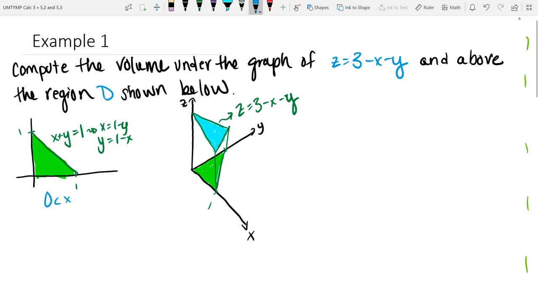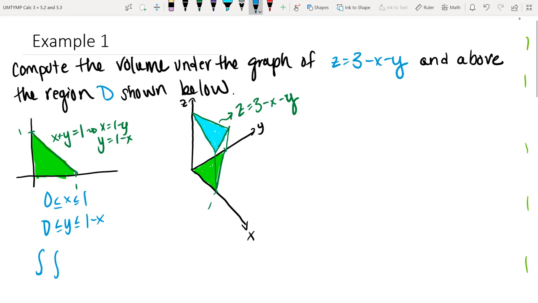So X is between 0 and 1, and then if I look at Y, I need to find continuous functions that bound Y, and so the continuous function on the lower end is 0, and the function on the upper end is precisely 1 minus x. This is going to allow me to set up my double integral.